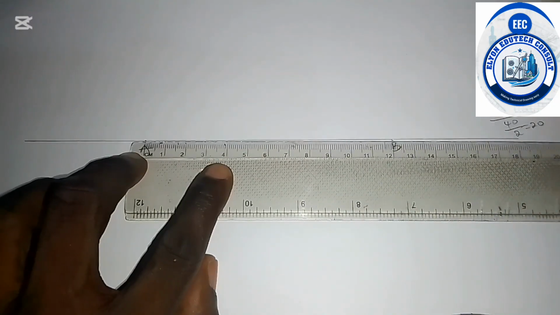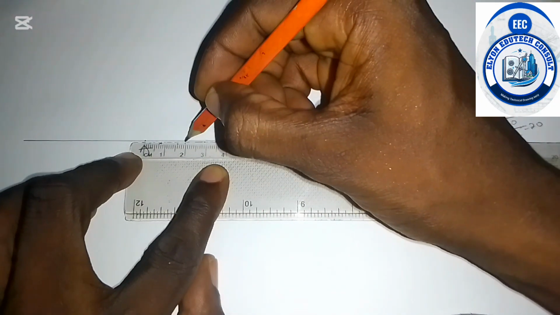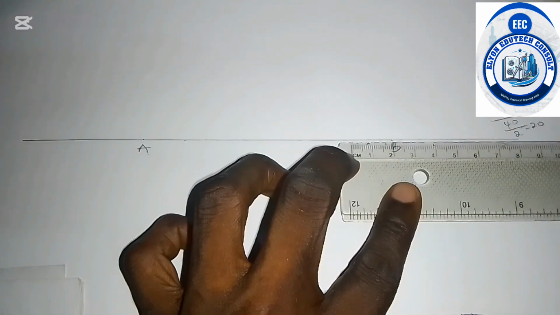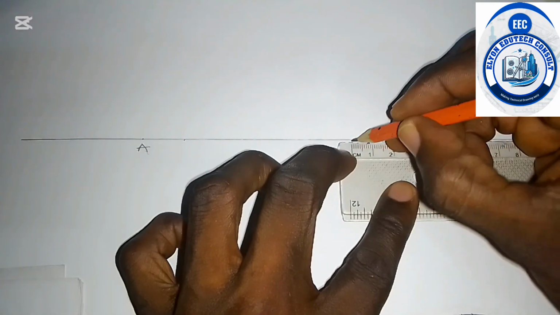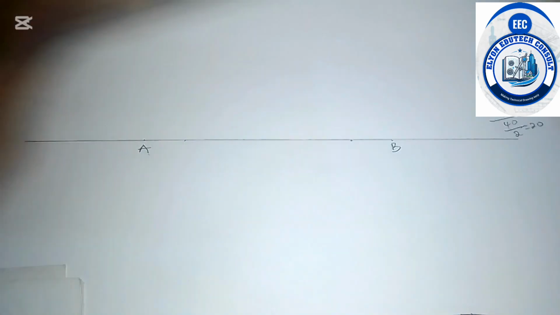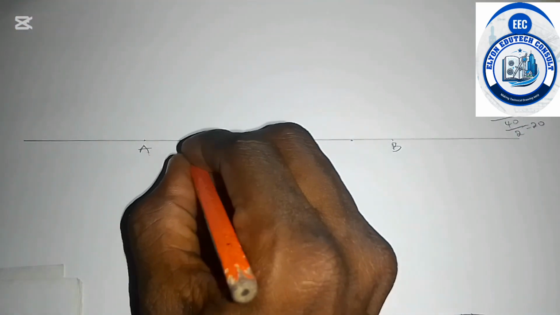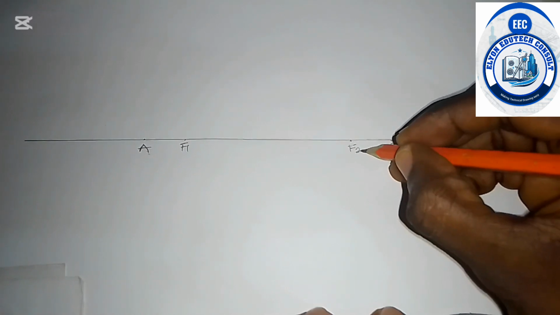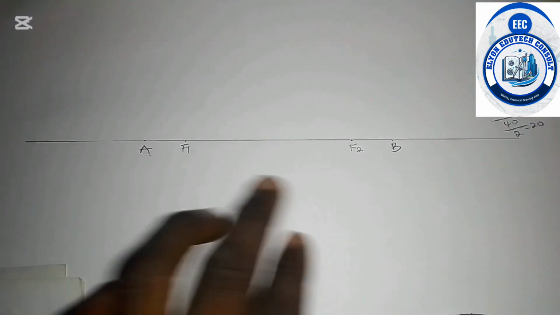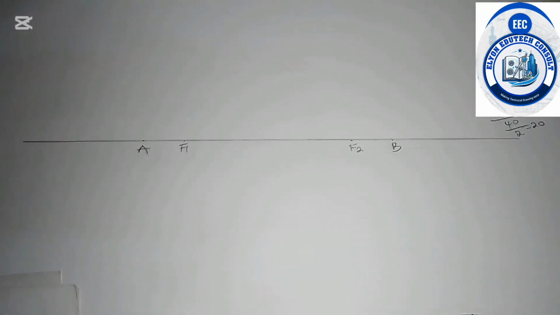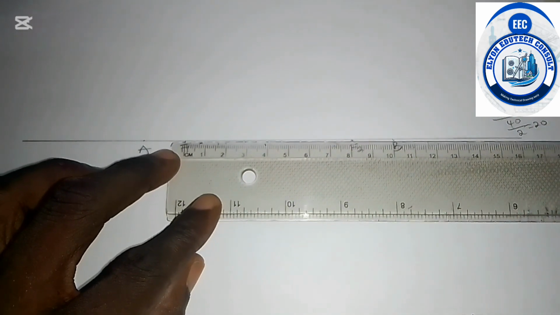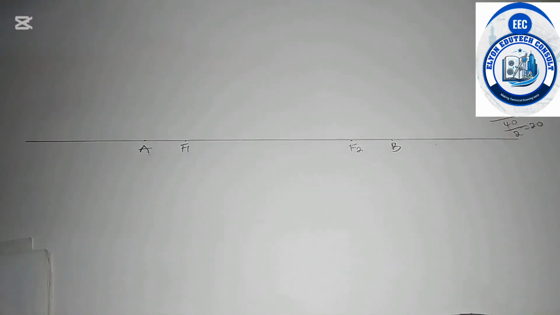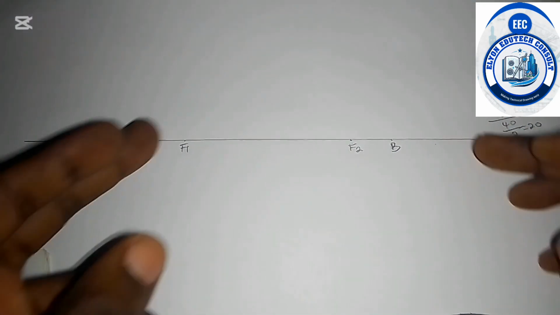So I'll take 20 here and 20 here. I hope you can see that. I'll call this F1, then the other focal point F2. If you take the distance between them, this should give us 80, as you can see there. Now here we have the major axis, but we don't have the minor axis.